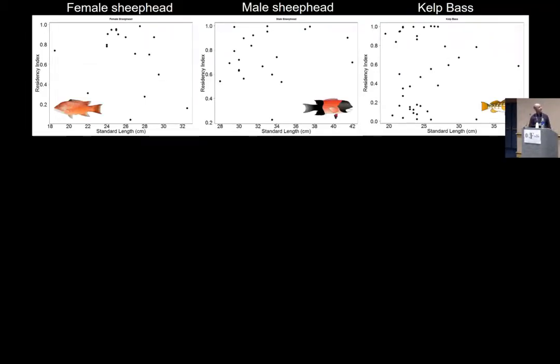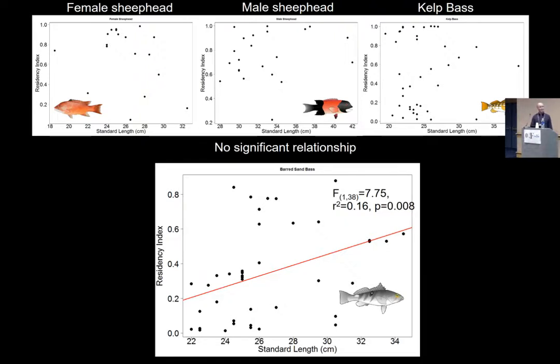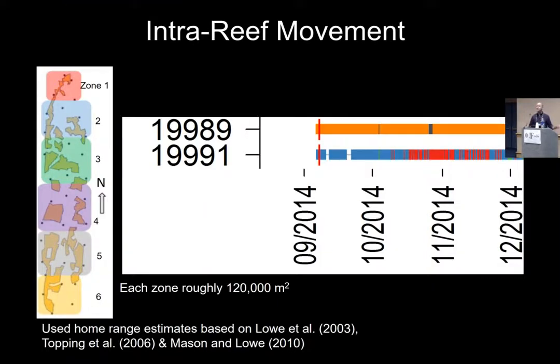When we look at the sizes of the fish relative to their likelihood of staying, we saw that there was no relationship between size and their degree of site fidelity for female sheephead, male sheephead, or kelp bass. But what was really interesting is barred sand bass showed a positive relationship. In other words, larger individuals were more likely to stay at the artificial reef despite the loss of kelp than smaller individuals. So we could also break the reef down into smaller components, home range size components. And we broke this into 6 sections.